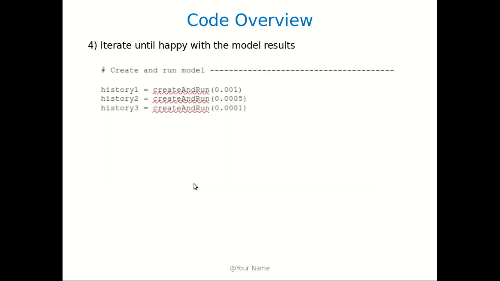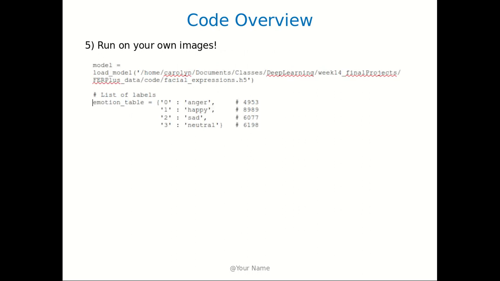Finally, I ran the model. I created a function that was just create and run, and then I could input my different L2 lambda values, and then in that model I ran the model several times just to get the results, and then I plotted them up. So when I ran these on my own images, I loaded that model, and then here's my emotion table. So anything with 0 is really angry, and then happy, sad, and neutral. And I just, for my own sake, documented how many images I had in each category.